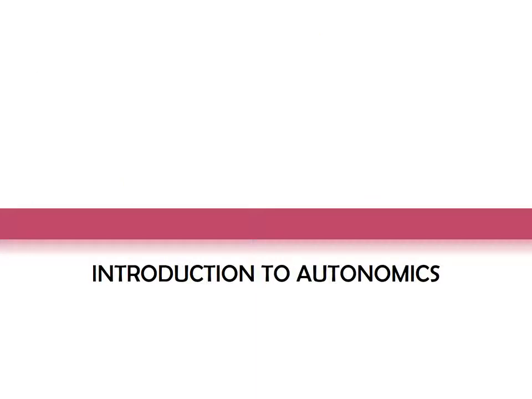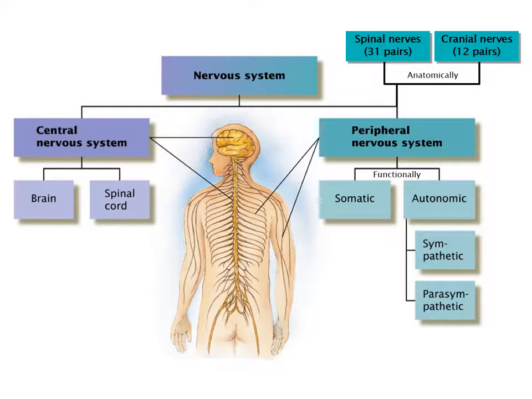Now let's take a close look at the autonomic nervous system. As we wade into the waters of the autonomic nervous system, I first want to discuss a few basic concepts. The nervous system is divided into both the central and peripheral nervous system. Specifically, the central nervous system contains the brain and the spinal cord.